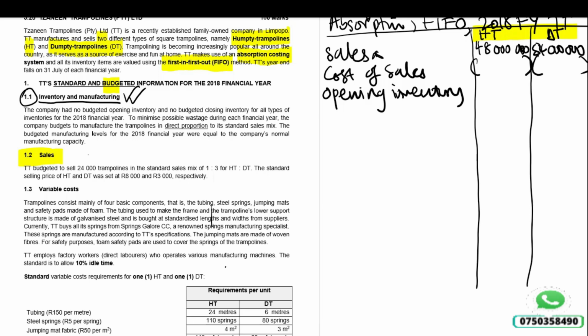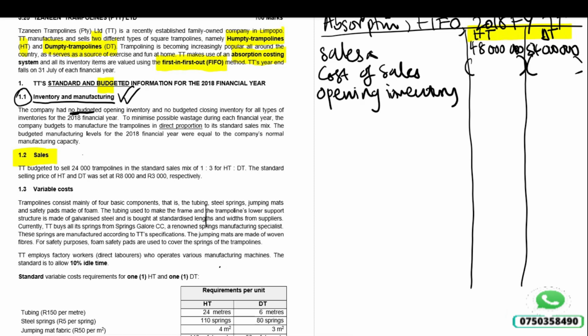Okay, so here they said the company had no budgeted opening inventory and no budgeted closing inventory, which means opening inventory is 0, closing inventory is 0. Automatically, this means that whatever is produced is going to be sold. And they say this is for all types of inventory. So when whatever is produced is sold, it means that the sales units and the manufacturing units are going to be equal.